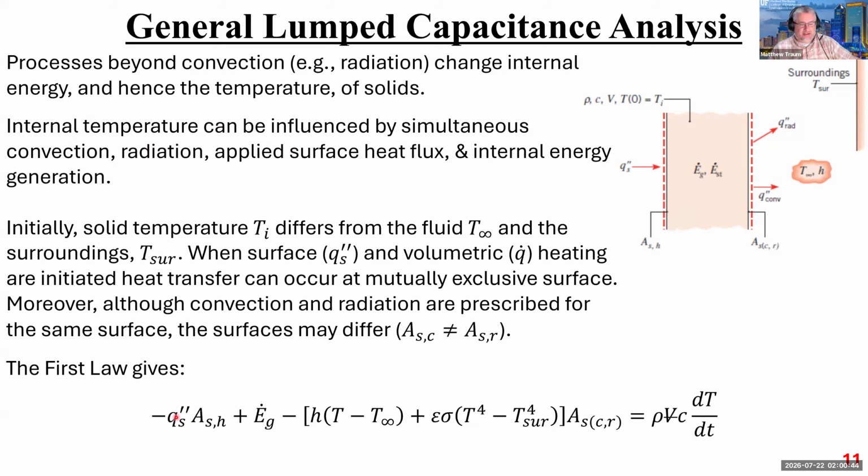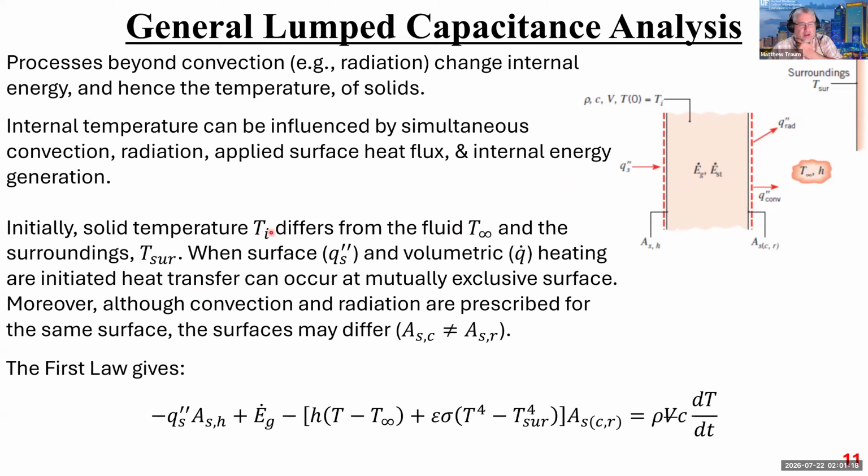So we have, again, this general expression that accounts for all of that. And if you imagine how this gets created, I won't derive it for you, but initially, we have a solid, which is at temperature T initial, which differs from the fluid temperature T infinity and the surroundings temperature T surrounding. So here's our object, right? Here's the surrounding temperature. Here's the fluid temperature over it. It has some internal energy, so it's got its own internal temperature.